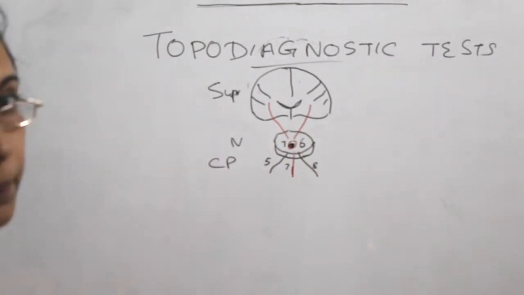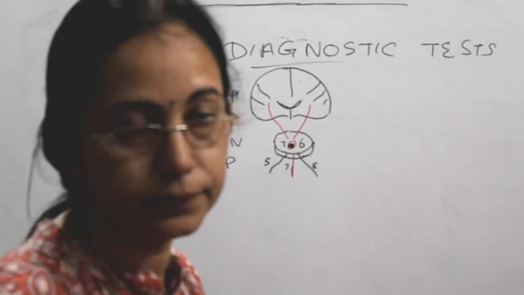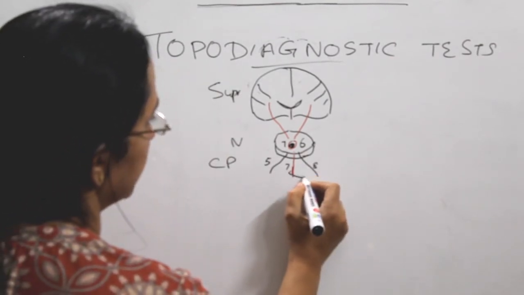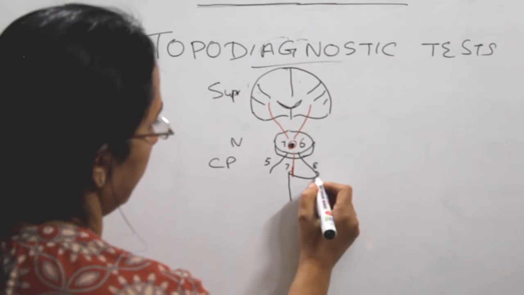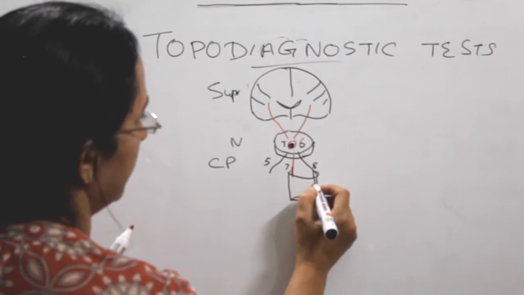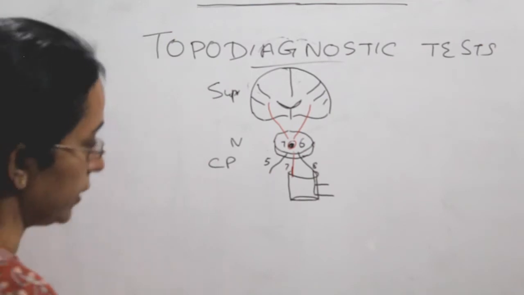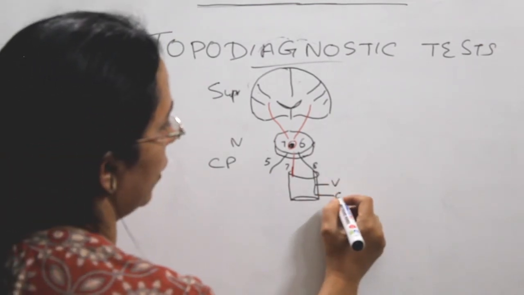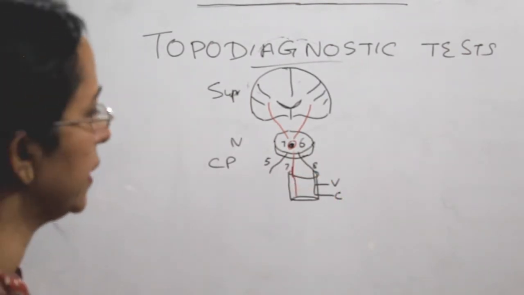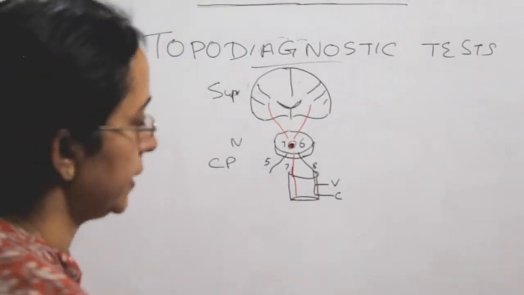So that much is the CP angle, and from there it goes to which canal? It goes to the internal auditory canal, isn't it? These two, the 7 and 8. The 8 has 2 divisions. What are they? The vestibular part and the cochlear part. And the 7, after that, where will it go? The 7 will go into the fallopian canal, right?